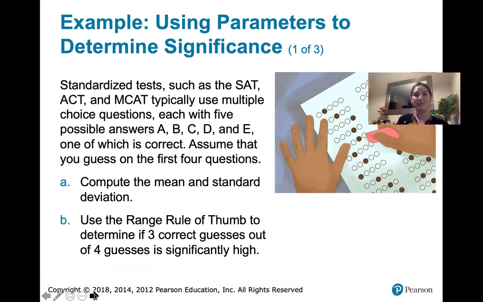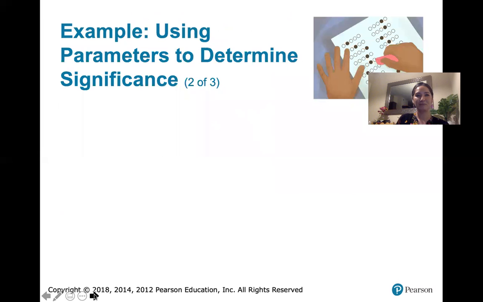So that's the mean number of correct answers if you were to guess on 4 questions infinitely many times. And we also want to compute the standard deviation, which is a measure of that variation in your data set. And then once we have that mean and standard deviation, we want to use the range rule of thumb to determine if 3 correct guesses out of 4 guesses is significantly high.